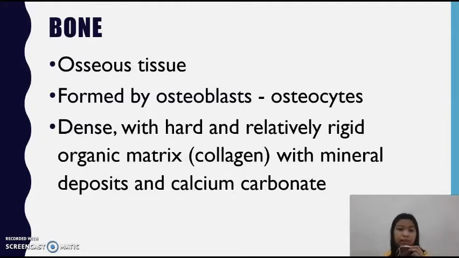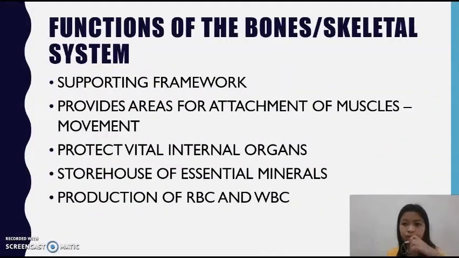It is a dense, hard, and relatively rigid organic matrix that is formed by collagen with mineral deposits and calcium carbonate. Okay, so what are the different functions of the bones or the skeletal system? Number one is supporting framework. It forms the supporting framework of the body. In order to have the size and the shape of the body, we have the skeletal system.